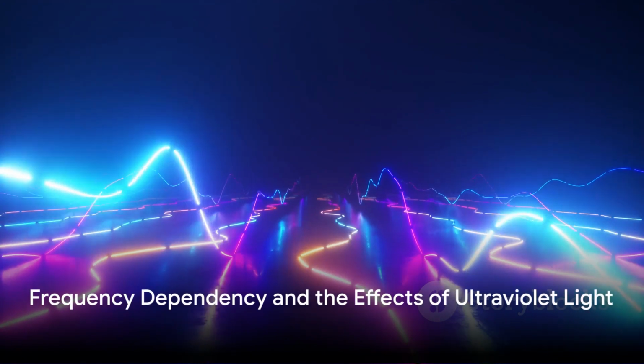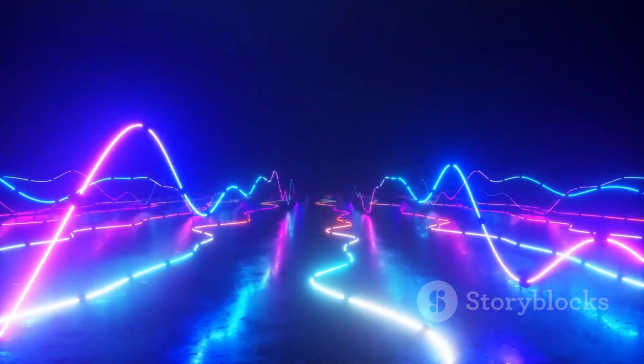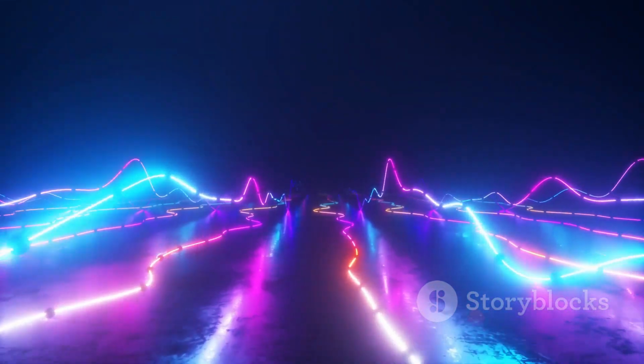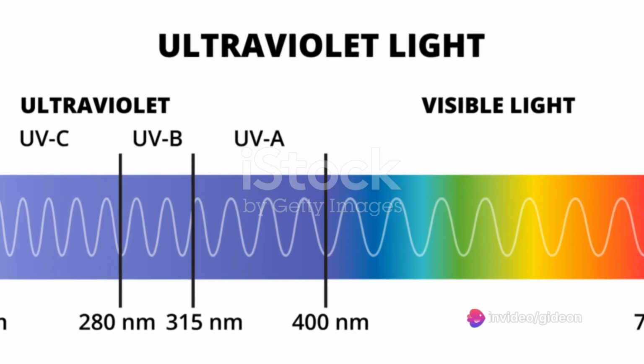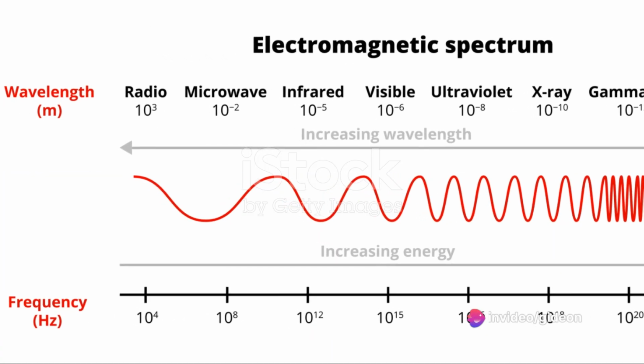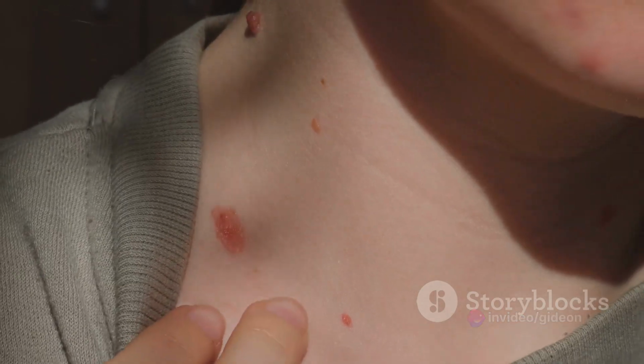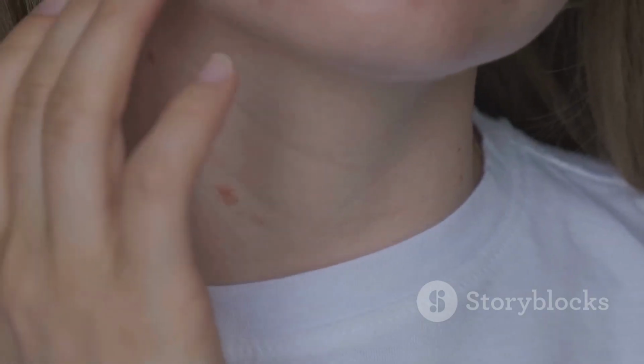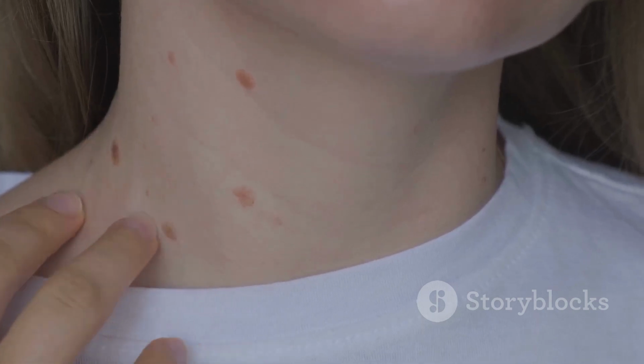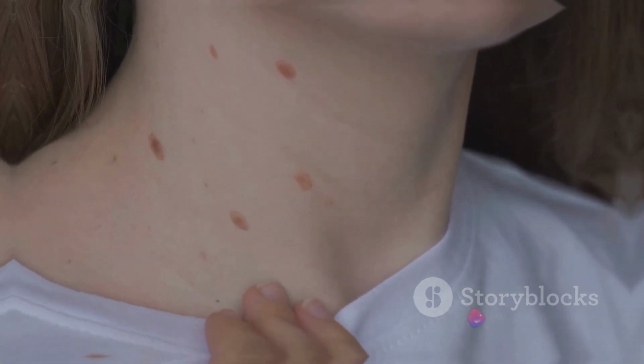Another interesting fact about the photoelectric effect is that the energy of the ejected electrons depends on the frequency, not the intensity of the incoming light. The higher the frequency, the higher the energy of the electrons. This is why ultraviolet light can cause sunburn. It has a high frequency, meaning it can eject high-energy electrons, which can damage skin cells.